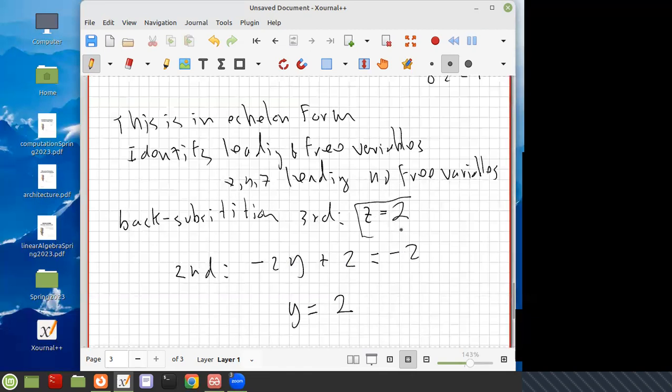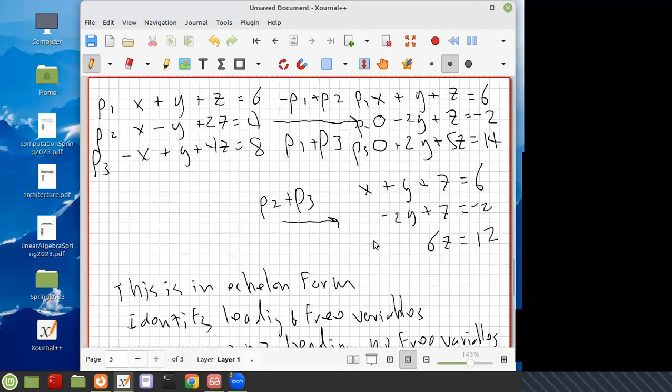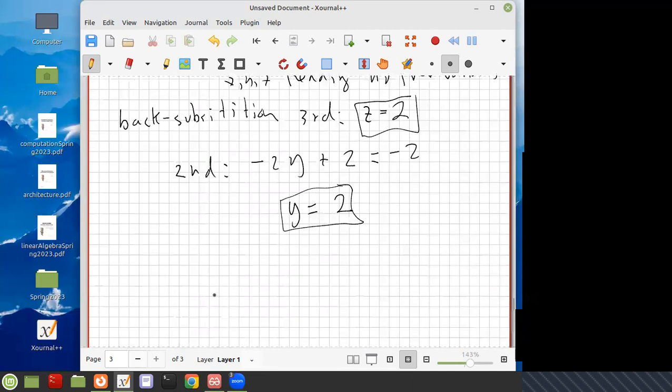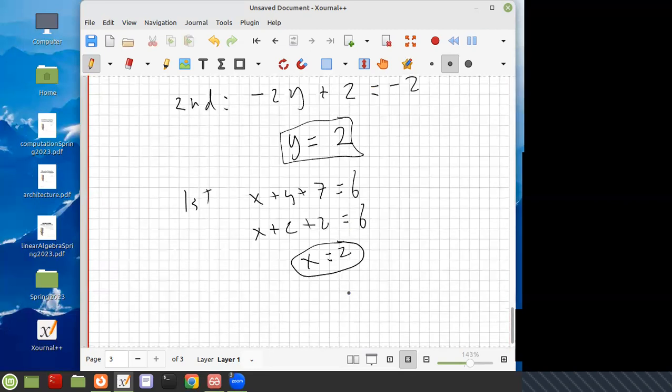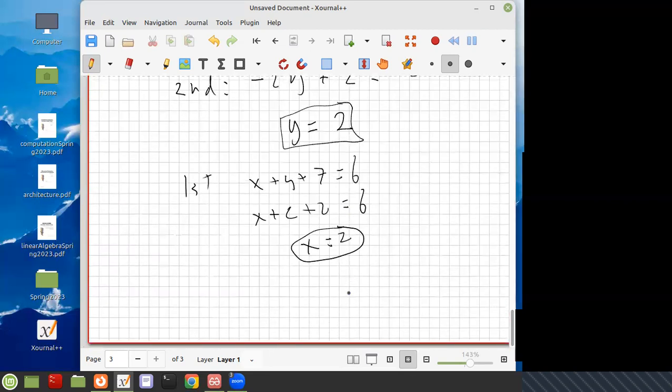So I've got z and I've got y, and I do the first equation, which is x plus y plus z equals 6. Well, y and z become 2 and 2, so x plus 4 equals 6. I subtract 4 from both sides, so I get x equals 2. So there's only one solution.